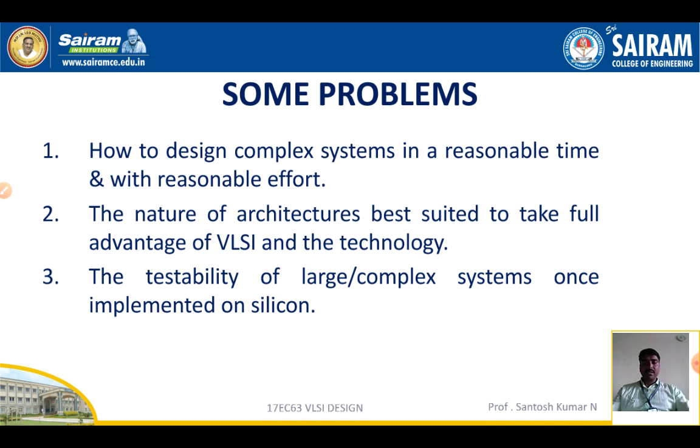The nature of architecture best suited to take full advantage of VLSI and the technology. Many architectures are available. Example, CMOS, BiCMOS, NMOS, etc. Each architecture has its own advantages as well as disadvantages. Hence, we have to choose the architecture that gives the best advantage for our design. The testability of a large or complex system once implemented on silicon. Once implemented, the chip contains millions of transistors and hence testing of a complex system is difficult.